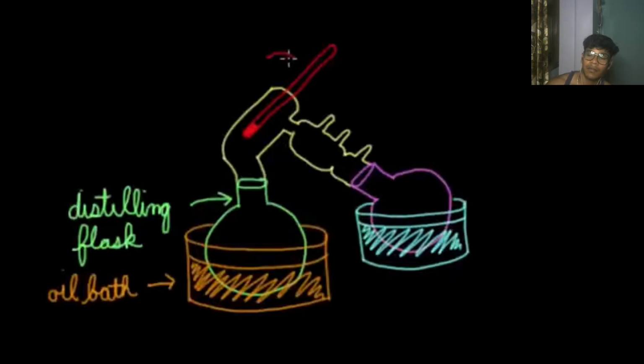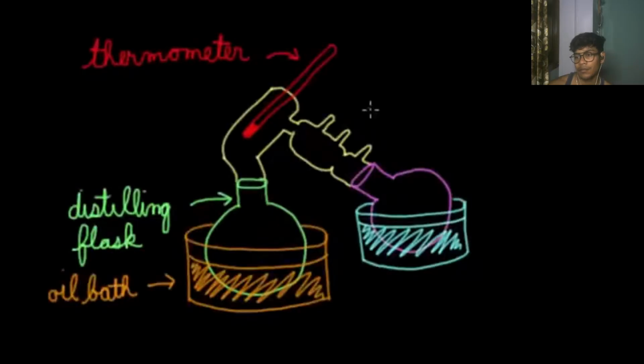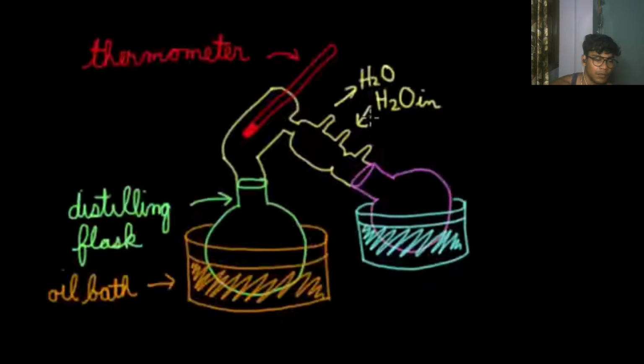Positioned above, in red, is the thermometer, essential for monitoring the temperature at which different compounds reach their boiling points. The condenser, marked in yellow, operates by utilizing a continuous flow of water that cycles in and out, helping to regulate its temperature and keep it cool during the process. The reason behind this is that the condenser needs cooling because distillation involves a series of vaporizations and condensations.